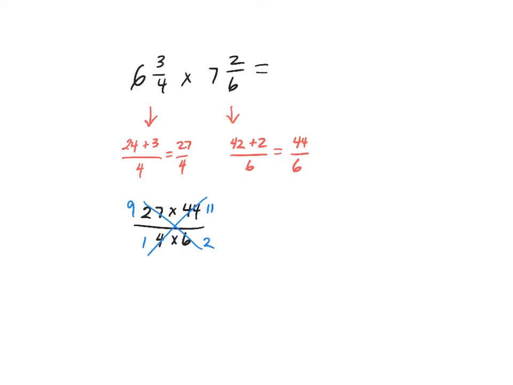I don't see any other common factors between my numerator and my denominator, so I'm going to go ahead and multiply. So I'm going to do 9 times 11 and 1 times 2. So I have 99 over 2. And then when I change that back to a mixed number, I get 49 and 1/2.